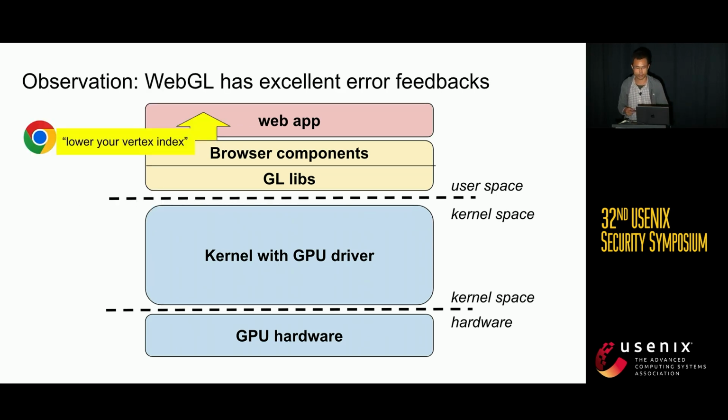As we were wondering how to effectively fuzz WebGL, we noticed that WebGL has excellent error message feedback. A language like JavaScript is fault tolerant, because browser vendors do not want a minor typo or mistake in the code to interfere with user experience. So the browser gives very informative feedback to the user to tell them how to fix the problem.